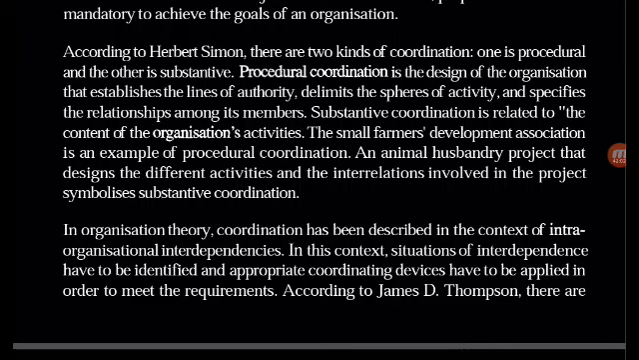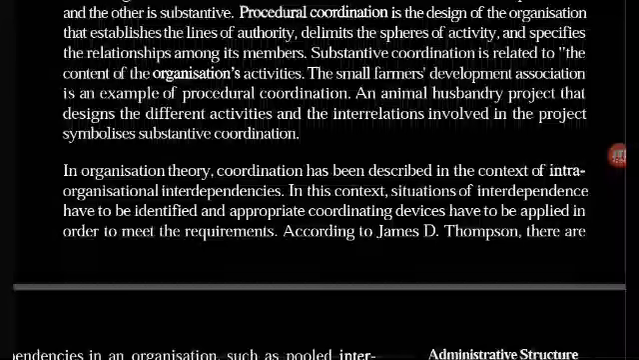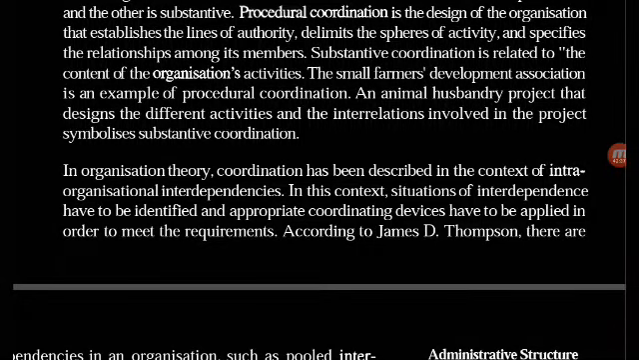One is procedural and the other is substantive. Procedural coordination is the design of the organization that establishes the lines of authority, delimits the spheres of activity, and specifies the relationships among its members. Substantive coordination is related to the content of the organization's activities. The Small Farmers Development Association is an example of procedural coordination. An animal husbandry project that designs the different activities and the interrelations involved in the project symbolizes substantive coordination.